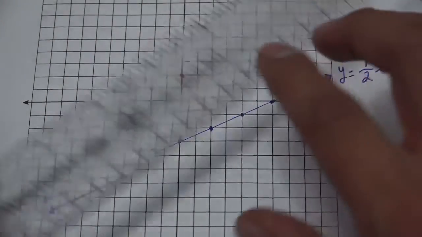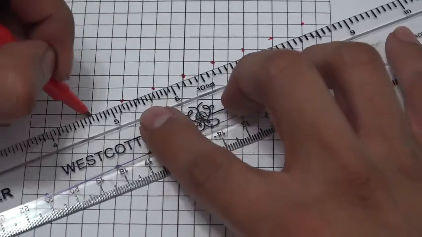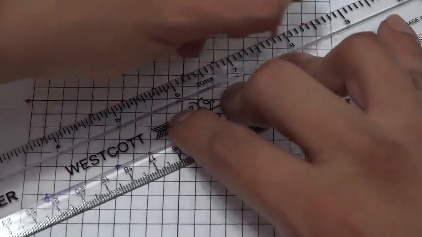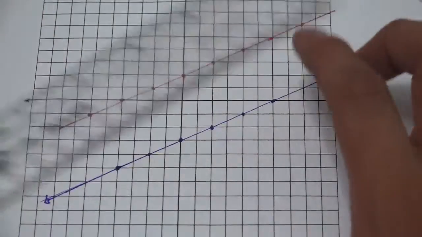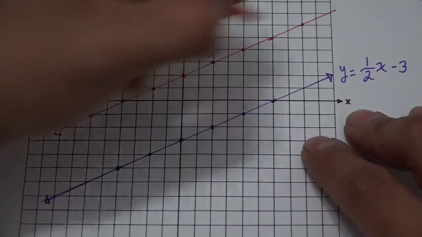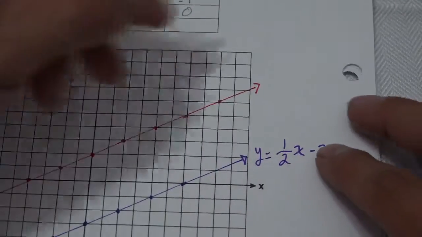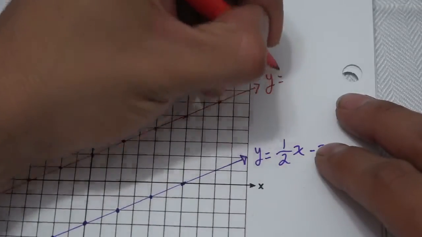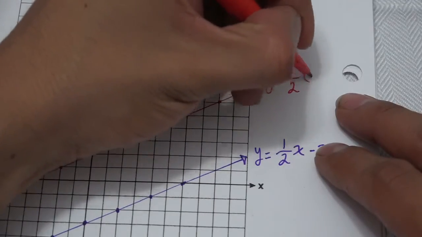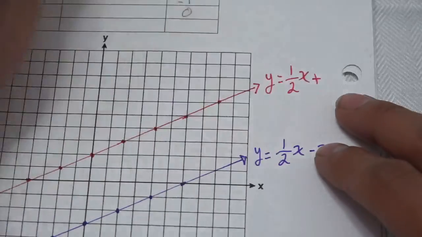So now let us connect this. Beautiful. Put the arrowheads in here. And of course, let's label it. What is the name of this? Y equals 1/2 x plus 2.